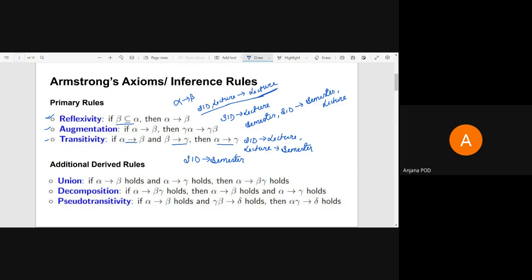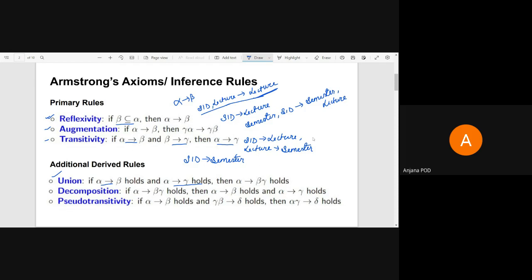Now we'll head to some secondary or derived rules. They generally follow from the main three axioms that we discussed. At first is union. It states that if alpha determines beta holds and alpha determines gamma holds, then by union we can say that alpha determines beta gamma holds.